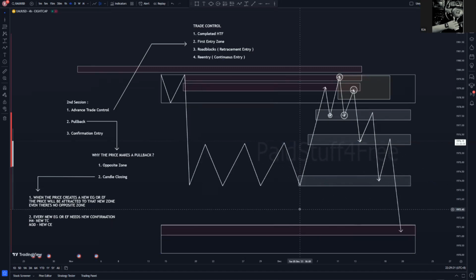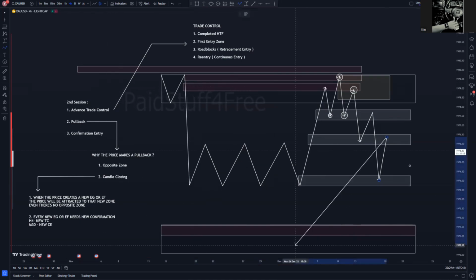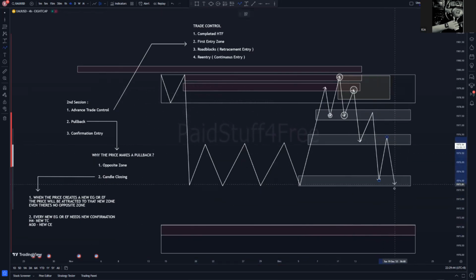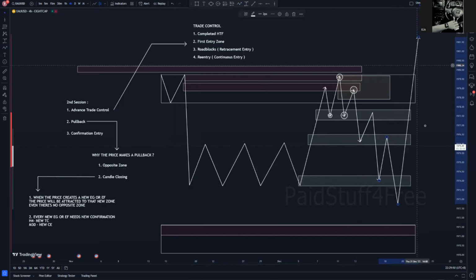Right now I'm going to explain this. Like I said, no matter how long it takes, when the price creates an EF, it will go to our opposite zone, which is our buy zone. And remember, sometimes the price can create this pattern. It went down, there is no opposite zone, but the price went up like this. Why? Look back into our notes: the candle closing. Because there is no opposite zone, we look at the second one, candle closing.